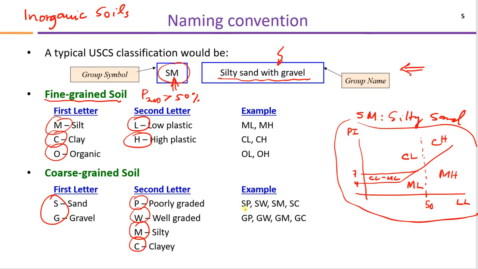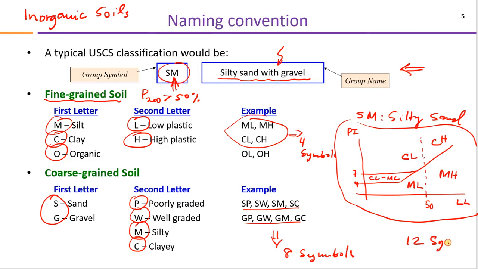So if you look, there are 4 plus 4, 8 basic symbols for coarse grained soils. And if I'm not going to consider the organic soil, there are 4 symbols for fine grained soil. So it means 8 plus 4, there are 12 symbols for classifying the soil. There are 12 distinct symbols. There are some situations when these symbols are going to be grouped. There are some borderline cases where they are going to be grouped.